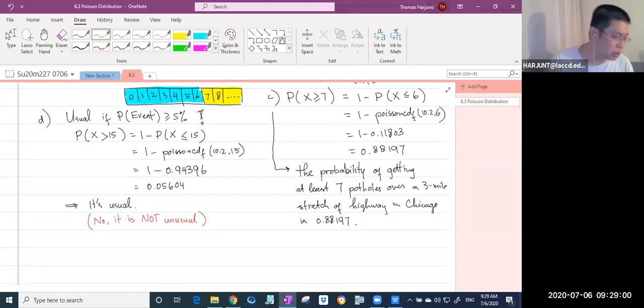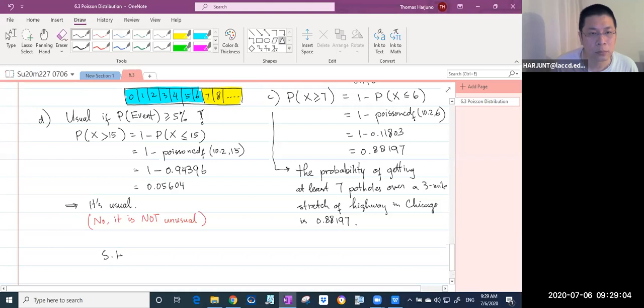Okay, now suggested homework from here. From 6.3 will be number 7 to number, I think 7 to 17 is good enough. 7 to 17. Just do the odd ones. Okay.